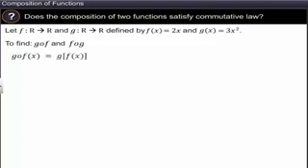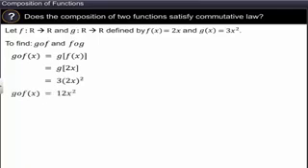g circle f of x is equal to g of f of x. Substituting the value of f of x, which is equal to 2x, this gives g of 2x. Now, g of x is equal to 3x square. This implies that g of 2x is equal to 3 multiplied by 2x whole square. Hence, the value of g circle f of x is equal to 12x square.